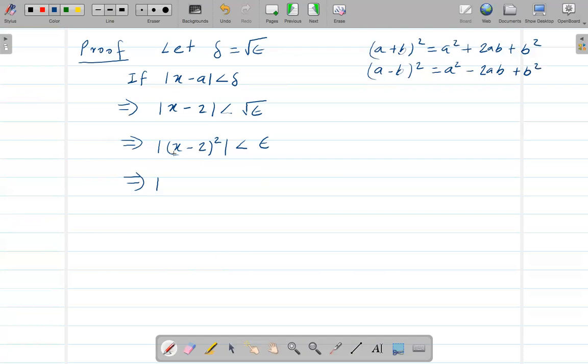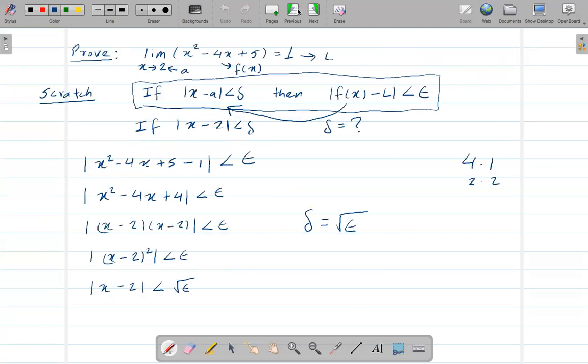So in our case, a is x and b is 2. There's a minus, so that means I'm going to use the second formula. So x squared means a squared is x squared, minus 2ab means 2 times x times 2 is 4x, plus b squared is 4. 2 squared is 4, minus epsilon.